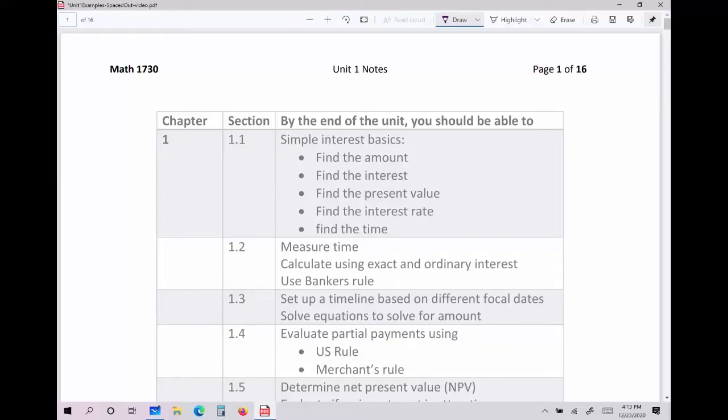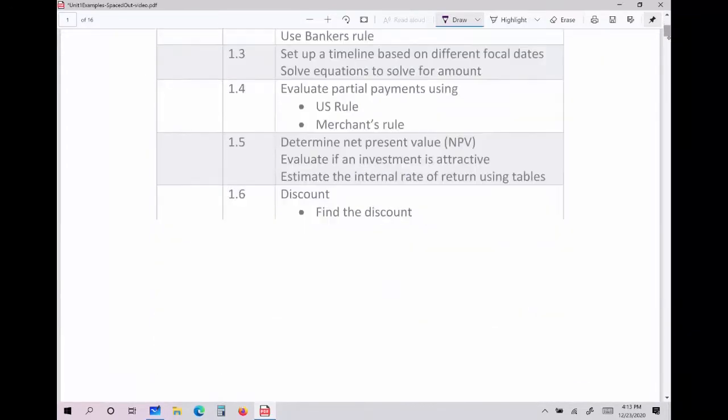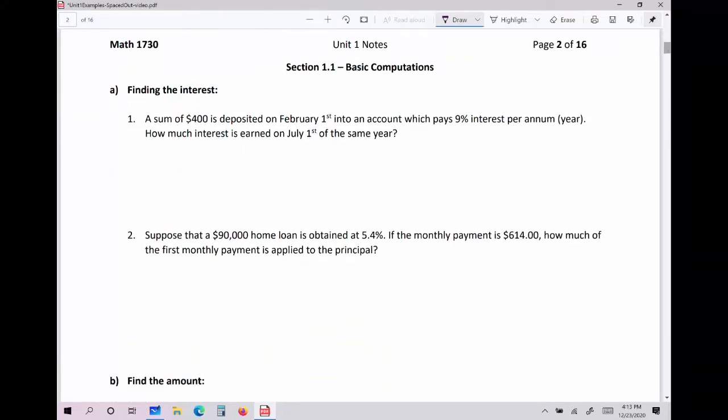Now that we have our basic timeline down, we're going to jump into chapter 1. This week, we're covering section 1.1 and 1.2. Let's get started with section 1.1. In section 1.1, we're just doing, again, basic computations.